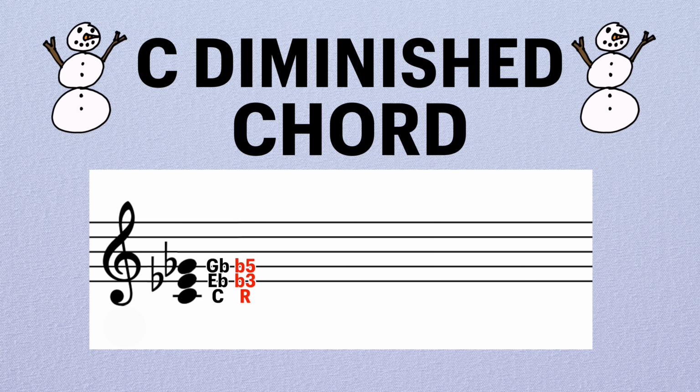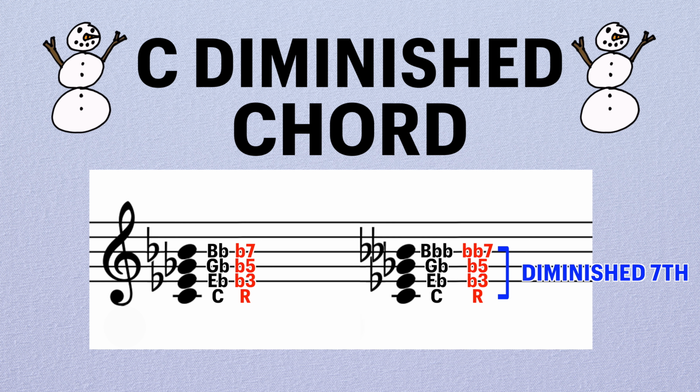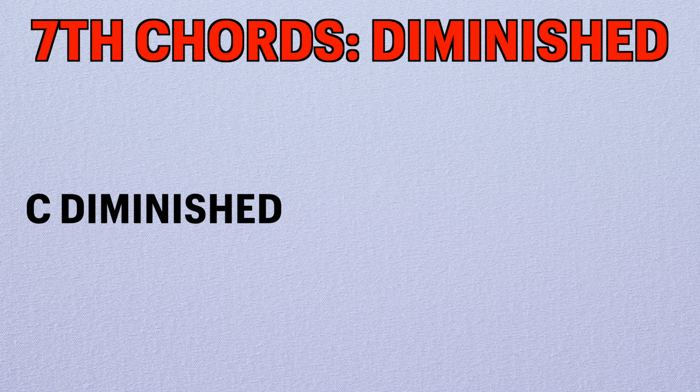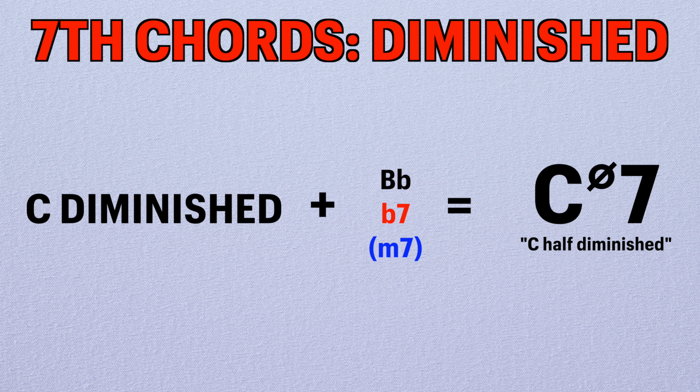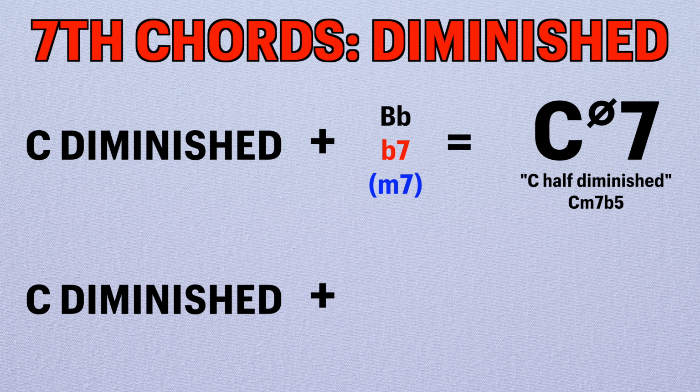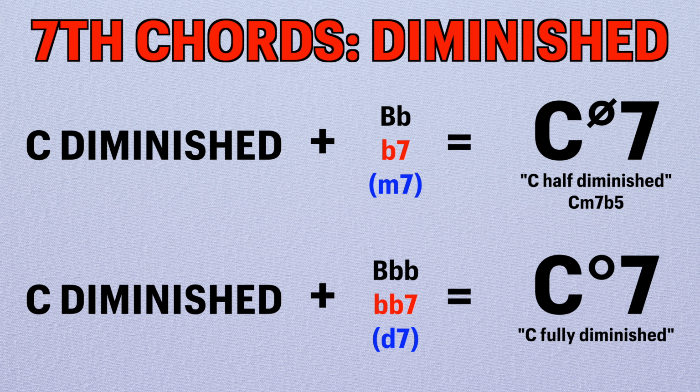Typically, the diminished chord is paired with a flat 7 or a double flatted 7, which intervallically is referred to as a diminished 7th. The diminished triad plus a flat 7 is called the half diminished chord, and usually it is written with a slash through the diminished symbol. It can also be referred to as C minor 7 flat 5. The diminished chord with a double flatted 7 is called the fully diminished chord, and it would be written as a C diminished 7 without the slash.